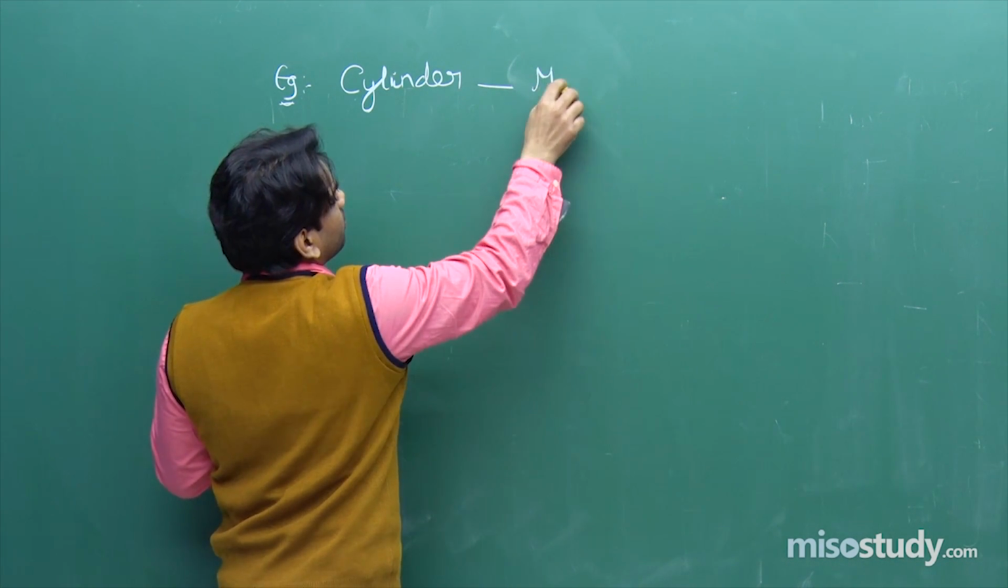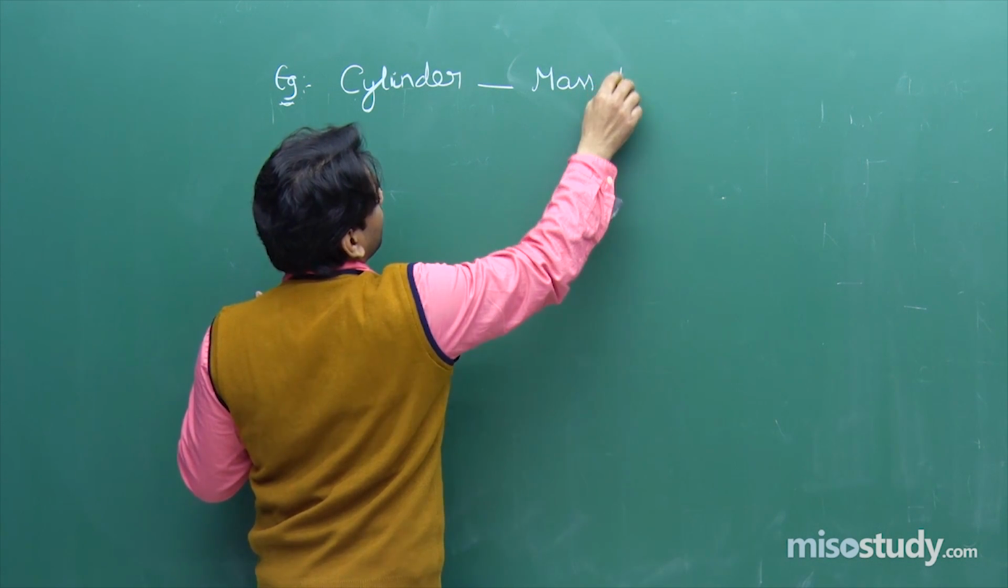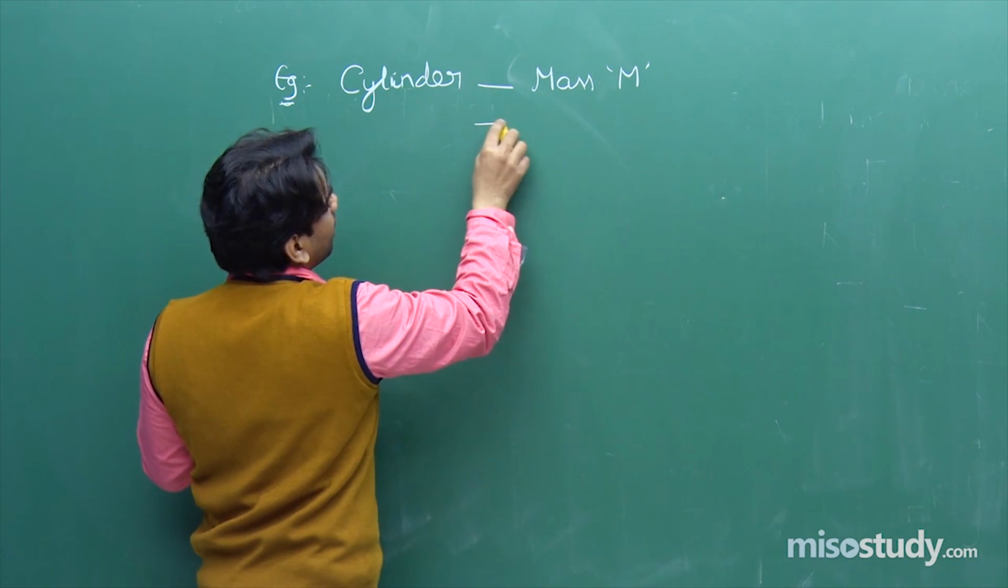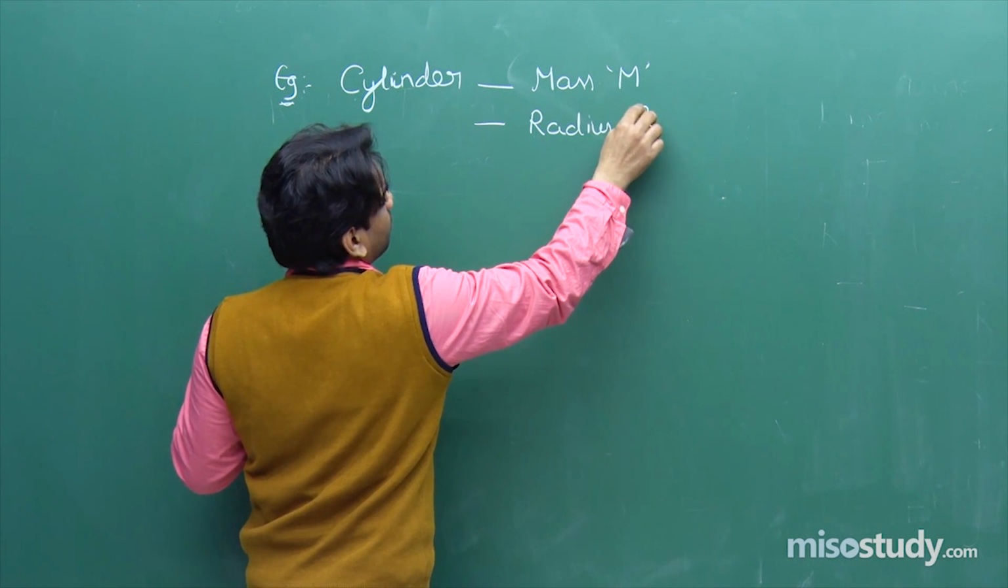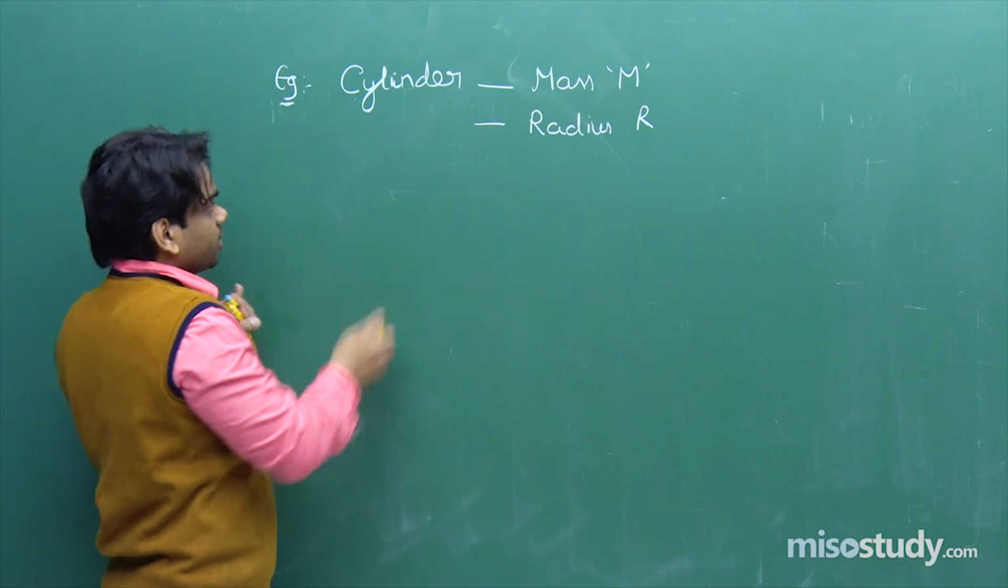Let's say we have taken its mass as m and radius as capital R. It rolls on an inclined plane.